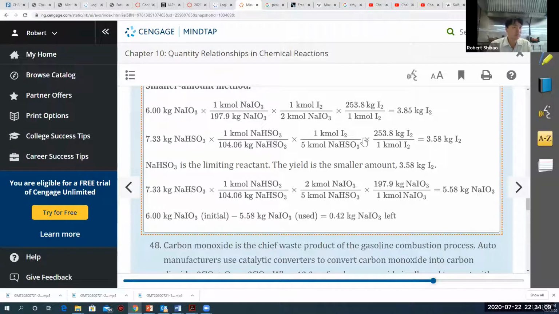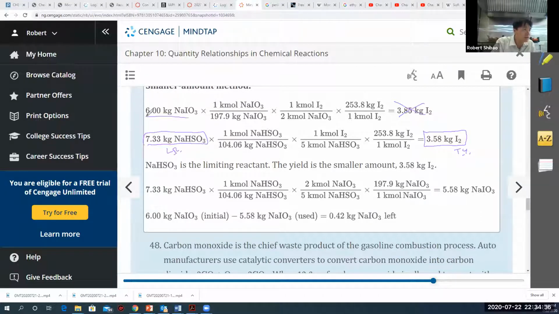Calculate the yield from this reactant and see which one's smaller. Well, 3.58 is smaller than 3.85. And so which one's smaller is our theoretical yield. And so this is impossible. We can't form that much. And so this is our theoretical yield here. And therefore, this is the limiting reagent here. This is the excess reagent here. We have too much of this and not enough to react.